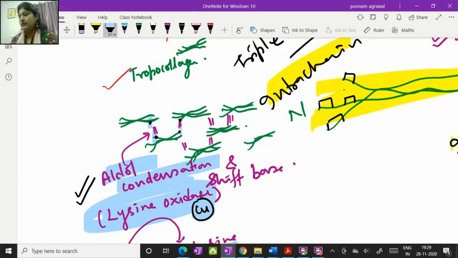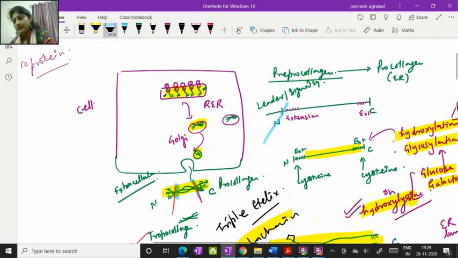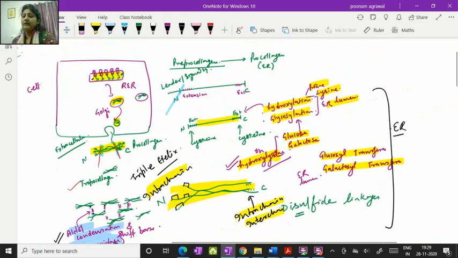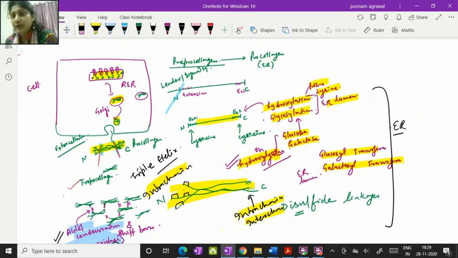formation, right? So collagen is a glycoprotein. Collagen is a fibrous protein, and it's very important for making many of the connective tissues. So blood vessel formation, bone formation, we need to have this collagen. If any error is there in the formation of collagen or processing of collagen, we have collagenopathies, which I will discuss in the next video.